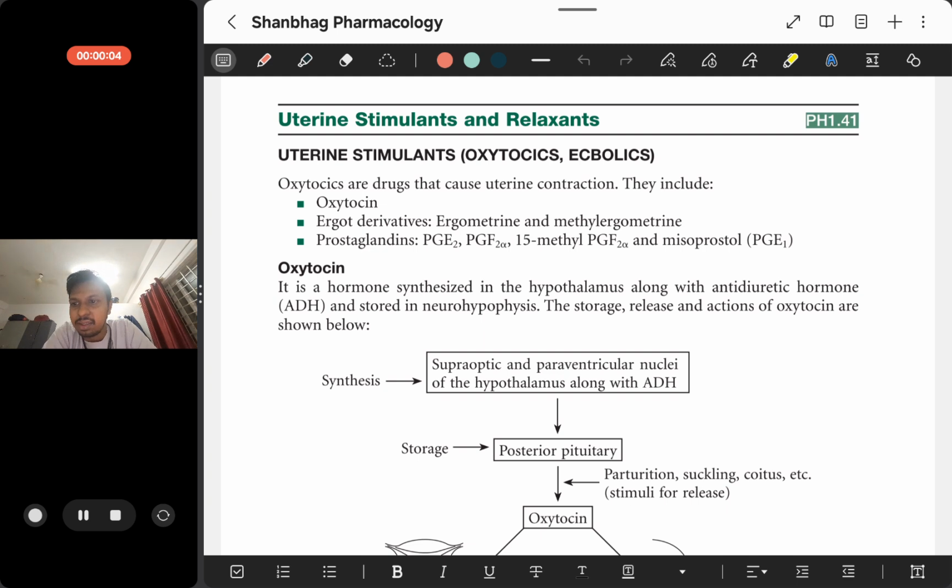Okay, friends, let us talk about a new 5 marker question, which is a frequently asked question, that is oxytocin. Oxytocin is basically a uterine stimulant, one of the types of uterine stimulant. Let us see how it is produced and how it works, what is its mechanism of action, and what are its side effects and what are its uses. We will see this one by one.